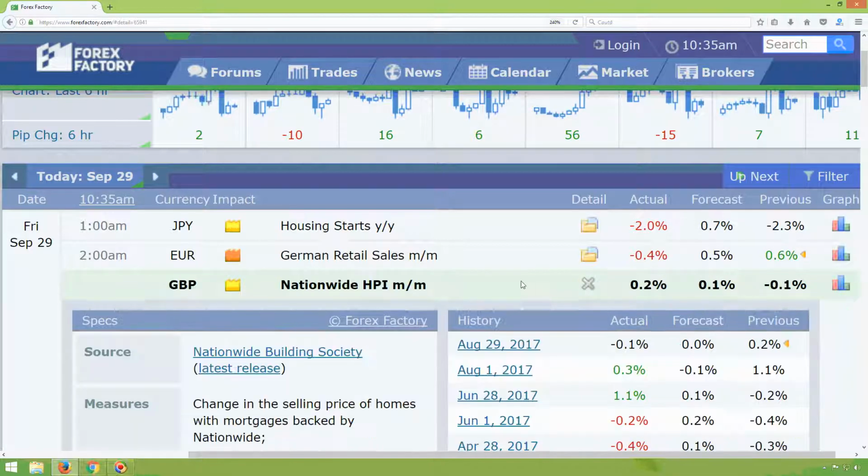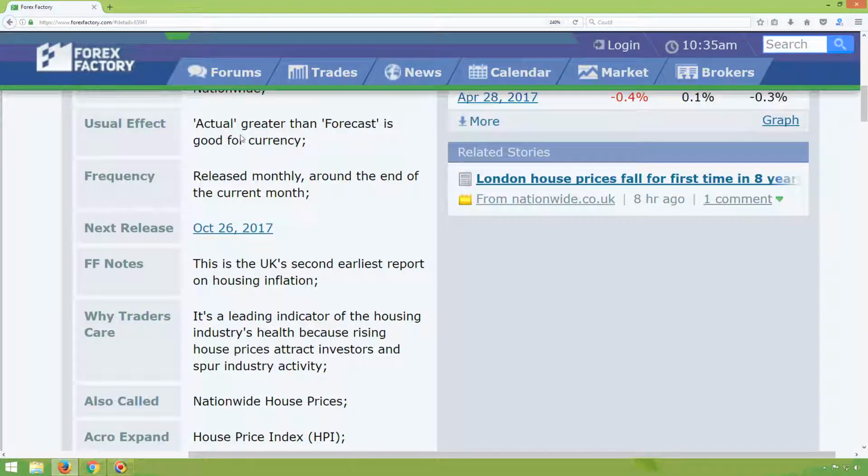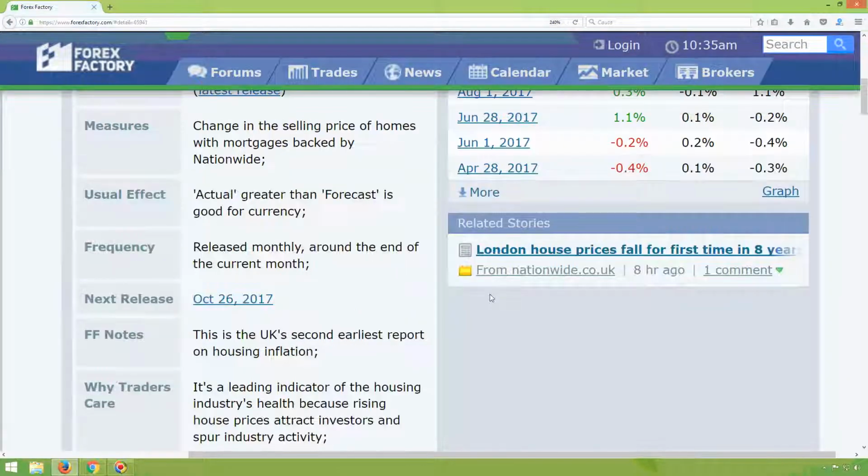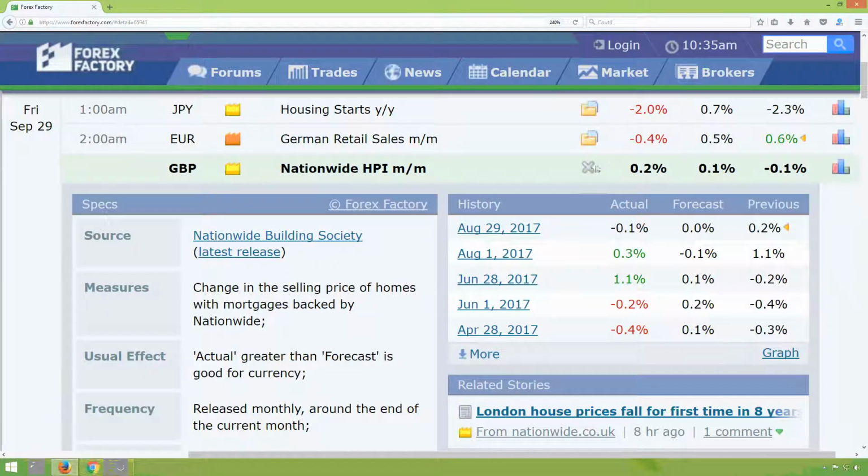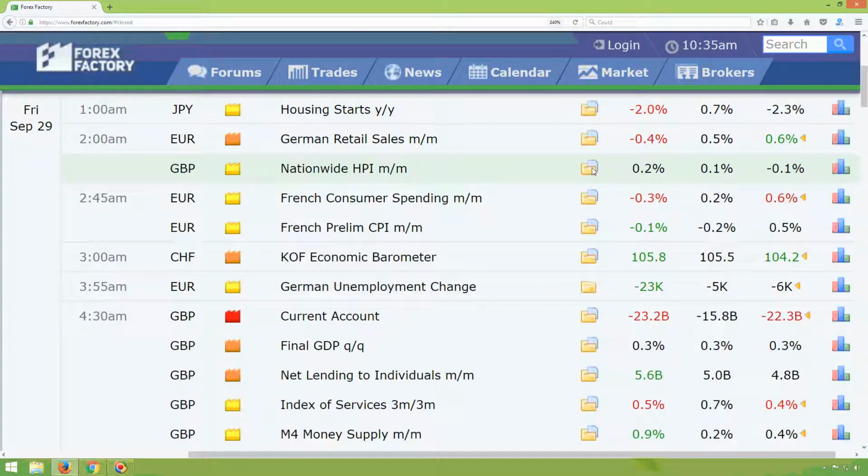If the actual is greater than the forecast, then this is good for a currency. What does this mean? Step back and go to the video explaining the terminology in FX trading. Good for currency means bullish. What does that mean? Well, bullish means we want to go long and we want to buy GBP. Against what? A different currency that you may consider weaker.